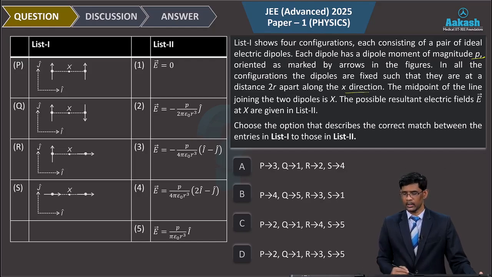direction. The midpoint of the line joining the two dipoles is x. The possible resultant electric field E at x are given in list 2. Choose the option that describes the correct match between entries in list 1 to those in list 2. Well, we have to find here the electric field at the point x.